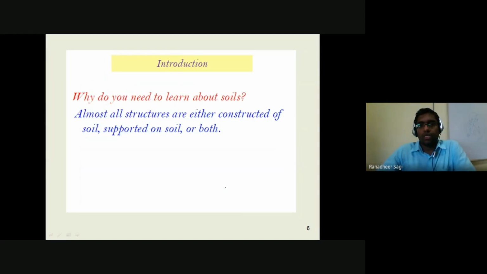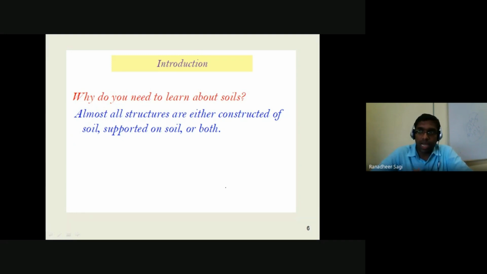Next, why do you need to learn about soil? In civil engineering, every material has its own properties, like cement, concrete, brick, steel, or any other materials. In the same way, soil is also one of the materials we generally use in the construction of different structures.